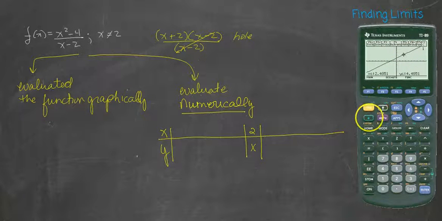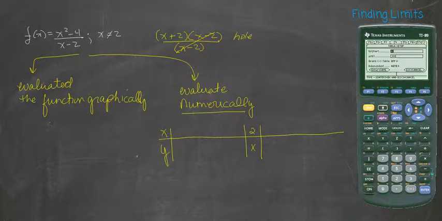And I'm going to do that using the table function on my graph. So I'm going to go to the table set first, so I can see I've set it already to start at 2 because I want to know what's happening around 2, and so I want my graph to jump up in here.